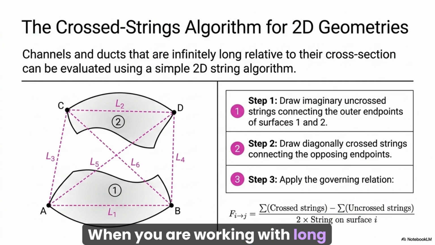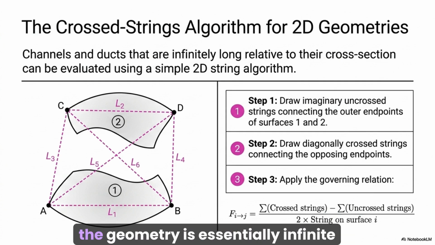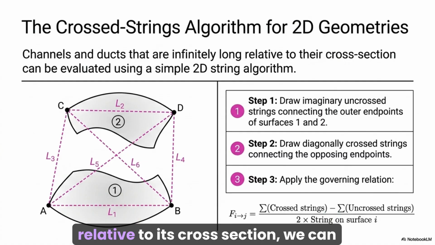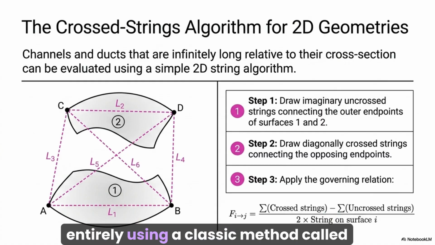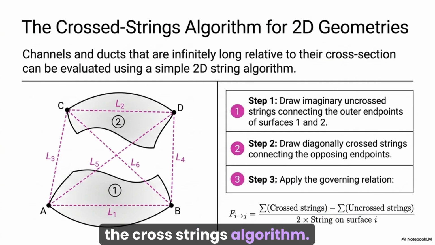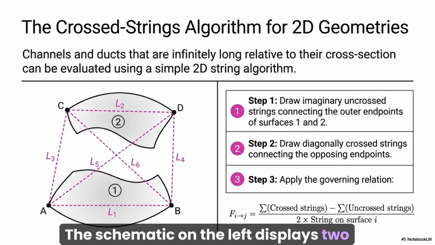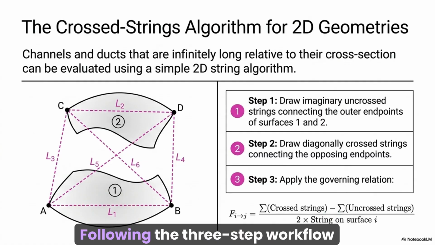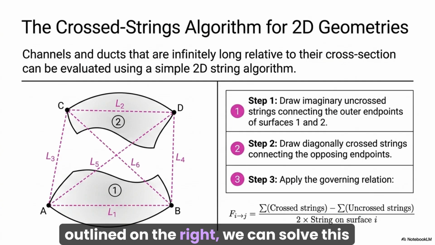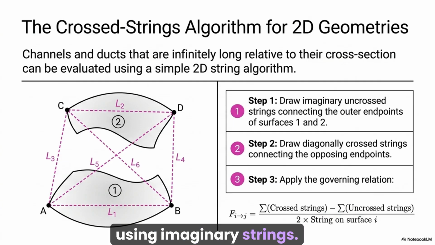When you are working with long industrial channels or air ducts where the geometry is essentially infinite relative to its cross-section, we can bypass 3-dimensional space entirely using a classic method called the cross-strings algorithm. The schematic on the left displays 2 opposing arbitrary surfaces with distinct endpoints. Following the 3-step workflow outlined on the right, we can solve this using imaginary strings.